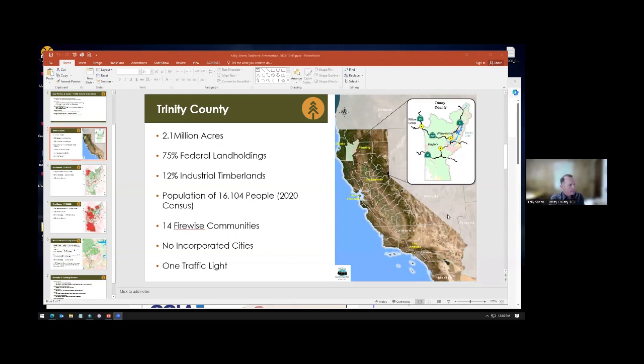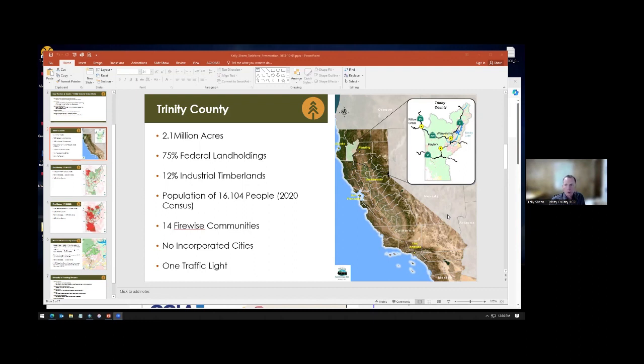Trinity County, very rural. It's a fairly large county in the state, 2.1 million acres. 75% of that is in federal land holdings. Of the 25% that remains in non-federal land holdings, about 12% is industrial timberlands. We only have about 16,000 people that live here, and with that, we have 14 wildfire-wise communities. None of our communities are incorporated cities, so there's no infrastructure for incorporated cities in the county at all.